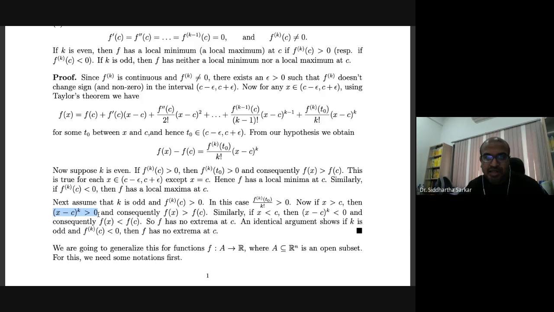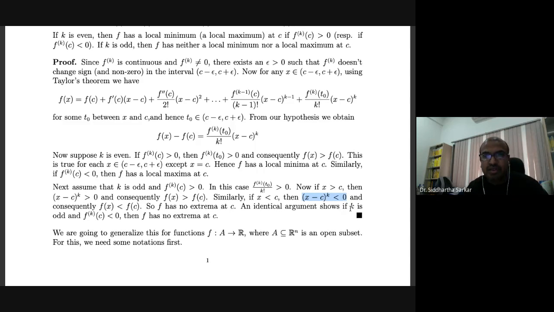Similarly, if x is less than c, I should have (x minus c) power k negative. So therefore, I have points whose values are bigger than f(c) and less than f(c) both. So I can neither have a maxima or minima at that point. So the same argument, kind of a similar argument, goes through if k is odd and the kth derivative at c is negative.